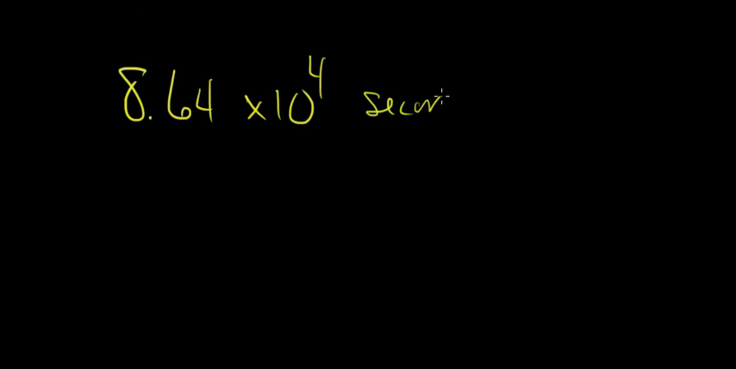There we go. All right, so that takes us to probably our first example, and it does. It says that there are 8.64 times 10 to the 4th seconds in a day. Show how this number is written in scientific notation. Well, I just did it.